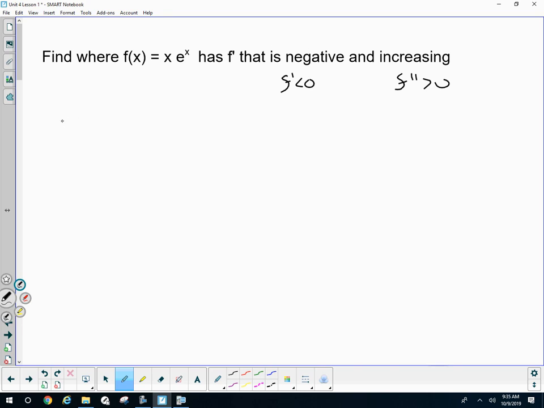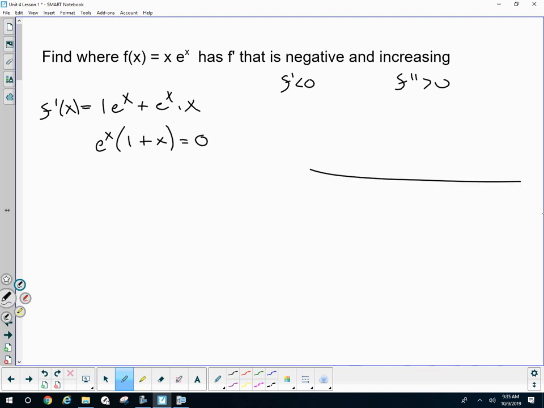I need to do a sign analysis of both f prime and f double prime, back to the end of unit 3. I have a product, use the product rule. I factor out e to the x, set it equal to 0. My first interesting location on the graph of f prime would be negative 1.